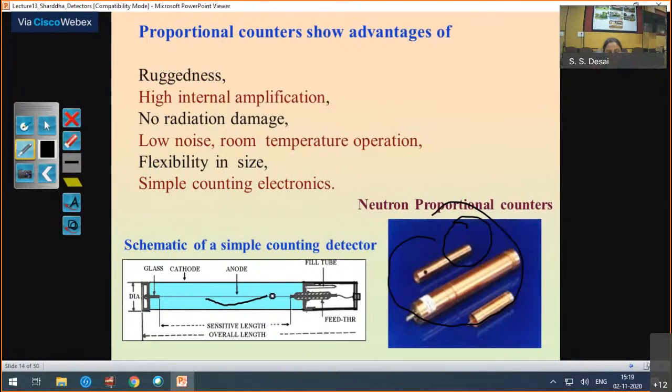Now the exact symmetry: the wire should be exactly axially symmetric at the center of the cylinder. There shouldn't be any sagging, and there should not be any impurities in the gas. The metal should be very clean. All these properties make the detector very durable and simple, so that it can be used for years together.